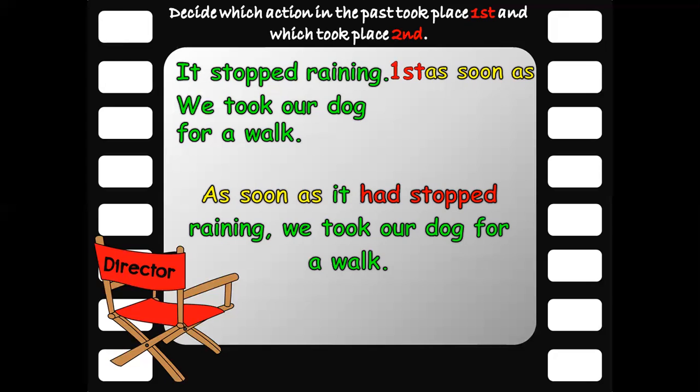So, stopped raining is the first action. This is what happened first. We took our dog for a walk is the second action. If I ask you to use until, you will say, we didn't take our dog for a walk until it had stopped raining. If I ask you to use before in the middle of the sentence, you will say, it had stopped raining before we took our dog for a walk.